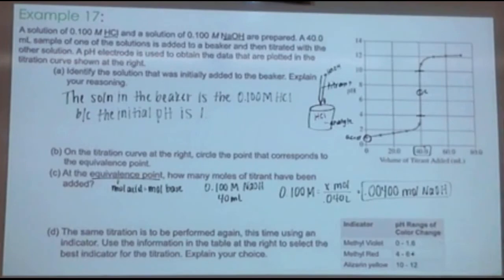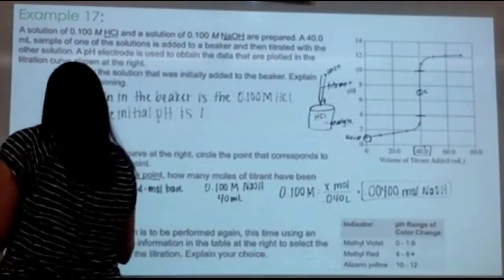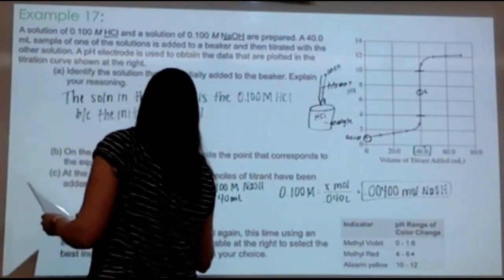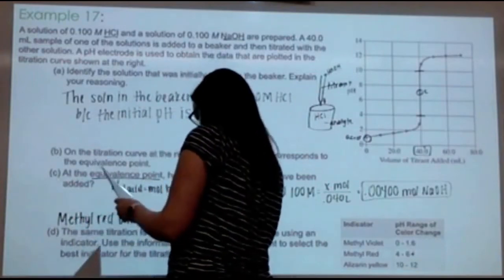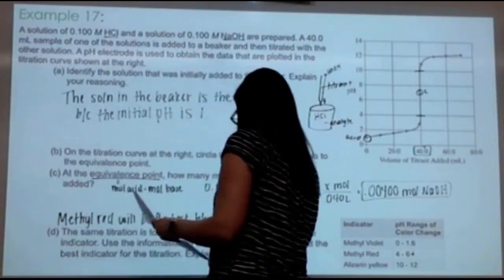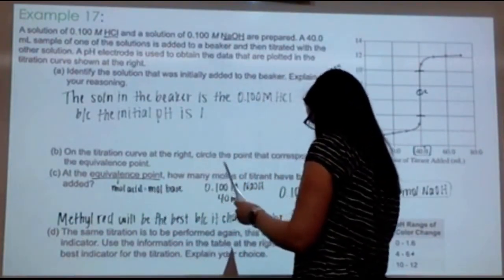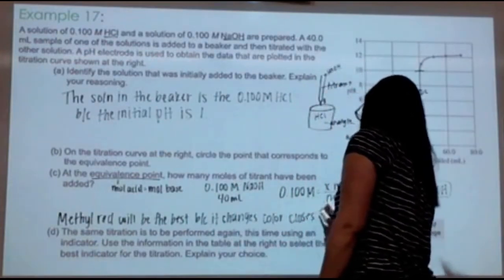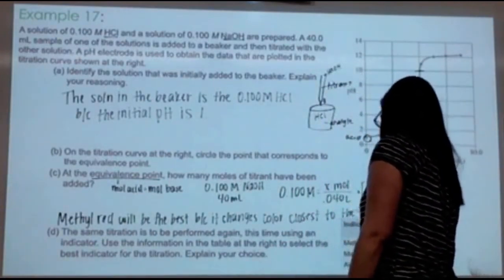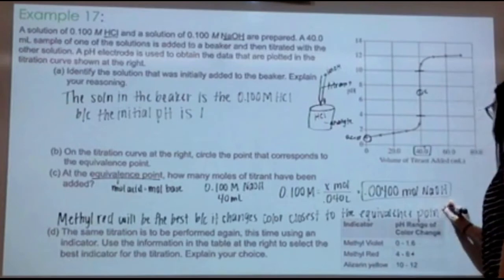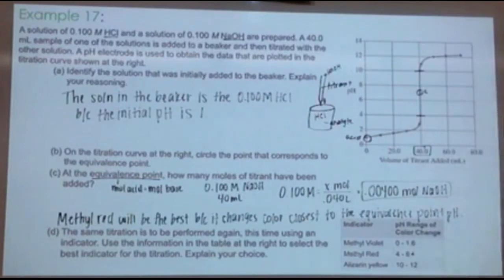I'm going to pick methyl red. So I'll answer the question up above here. I will say methyl red will be the best because it changes color closest to the equivalence point pH. So methyl red will be the best because it changes color closest to the equivalence point pH.